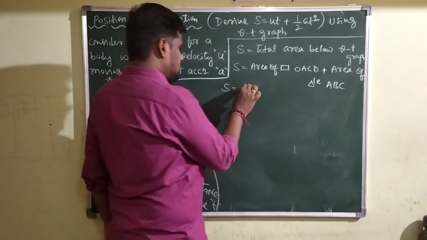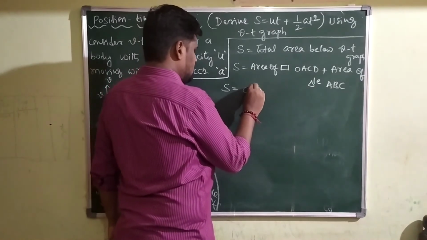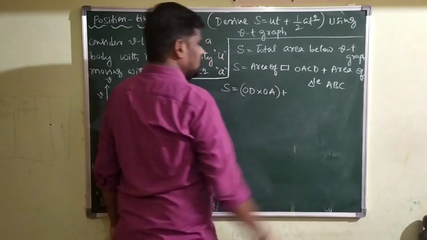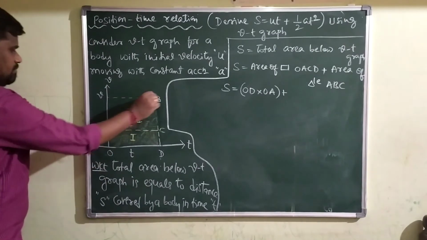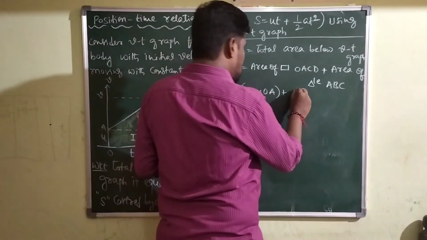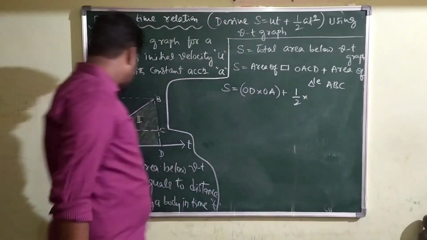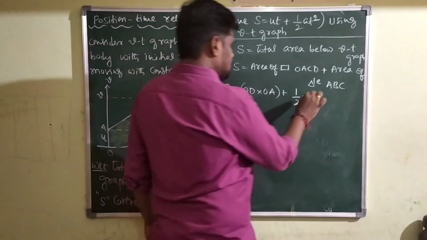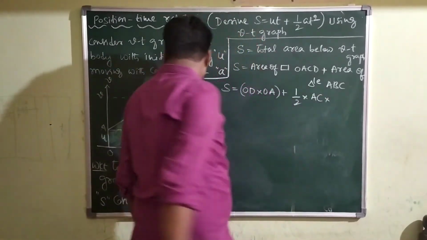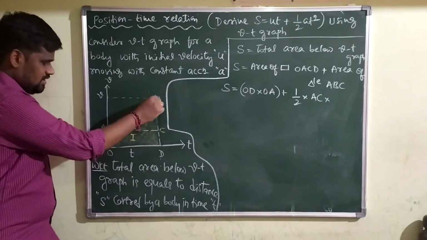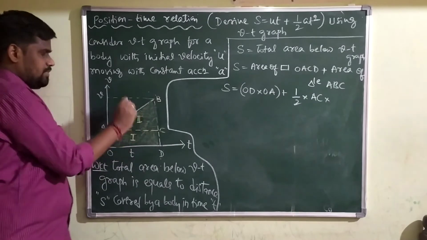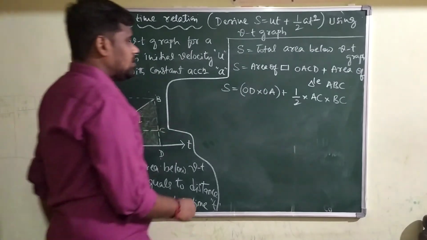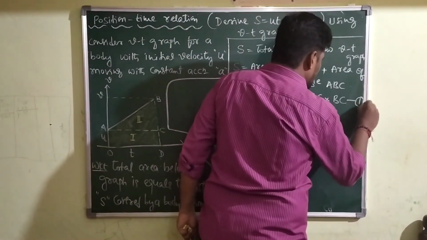Therefore, the area of the rectangle is given by length into breadth, plus the area of triangle ABC. What is the area of a triangle? Half into base into height. Which is the base here? AC is the base, multiplied by the height. BC is the height. Okay? I will call this equation number 1.